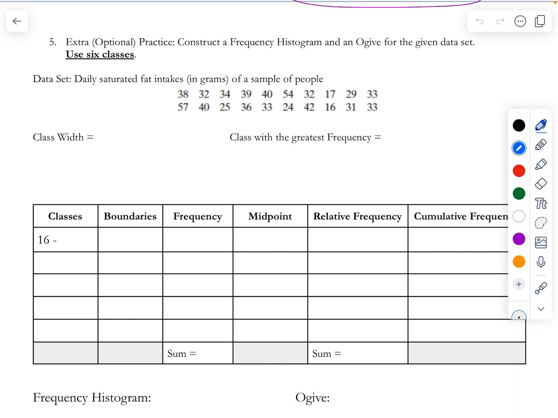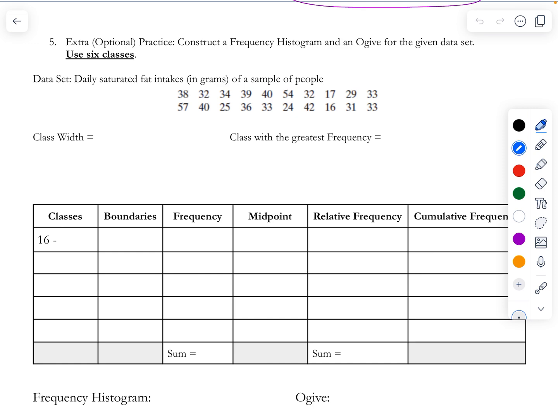By request, I'm going to make a video going through the process of creating a frequency distribution table with all the key things on it. I'll be using the extra and optional example from the practice assignment 3.1b. This is number 5. The situation we're given here is a daily saturated fat intake in grams sample of people. It looks like we have 1, 2, 3, 4, 5, 6, 7, 8, 9, 10. 10 times 2 is 20 data entries.